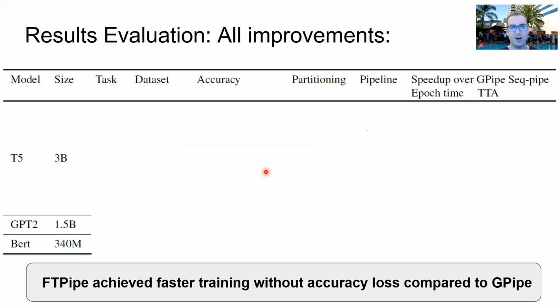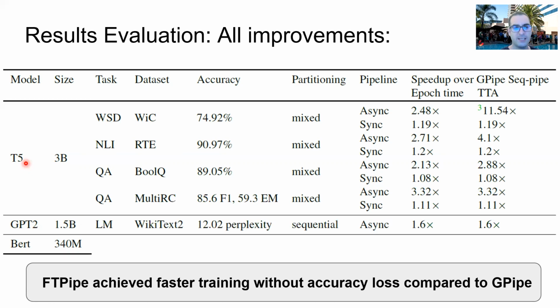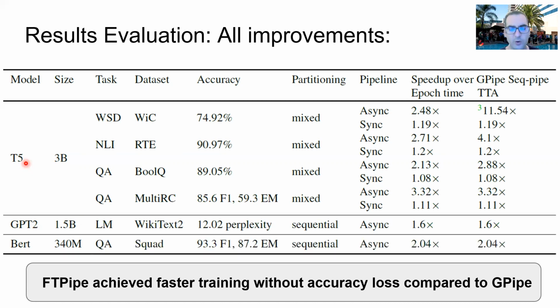So these are our results. I want to first say that we partition 3 types of models: BERT, which is an encoder-only transformer, GPT-2, which is a decoder-only transformer, and T5, which is an encoder-decoder transformer. These are the speedups we get for Words in Context dataset, RTE, BoolQ, MultiRC, Wikitext2, and SQuAD. And we see that across all datasets, FTPipe achieved faster training without accuracy loss compared to GPipe.